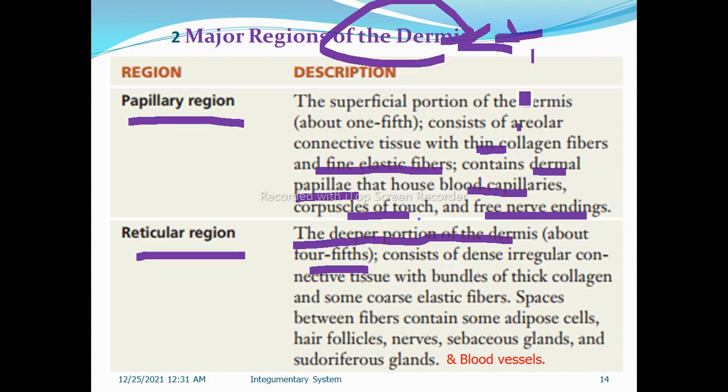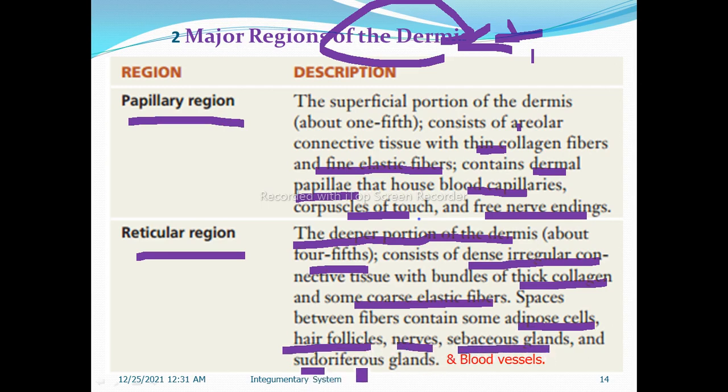The papillary region has thin collagen fiber, but the reticular region is dense irregular connective tissue with bundles of thick collagen and coarse elastic fiber. This is fine elastic fiber, this is coarse elastic fiber, this is thick collagen fiber, and this is thin collagen fiber. This one is thicker. Spaces between fibers contain some adipose cells, meaning fat cells, and also hair follicles, nerves, sebaceous glands, sweat glands, and blood vessels.